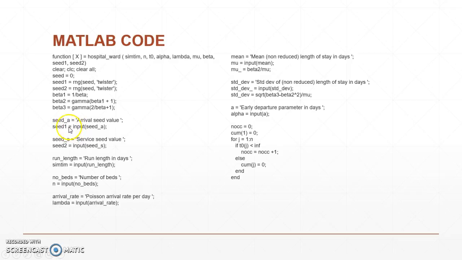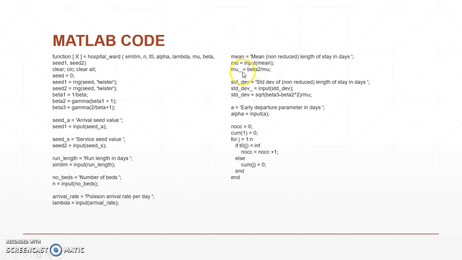We want to input seed 1, so we ask for the arrival seed value, and input seed 2, for which we ask for the service seed value. We want the run length in days, which is our simulation time, SymTim, so we ask for that. We ask for the number of beds, which we set as n. We ask for the arrival rate, which is a Poisson arrival rate per day, and we set that as lambda.